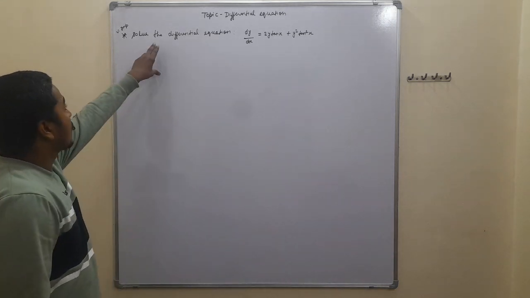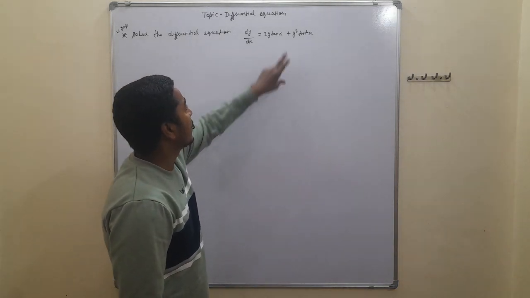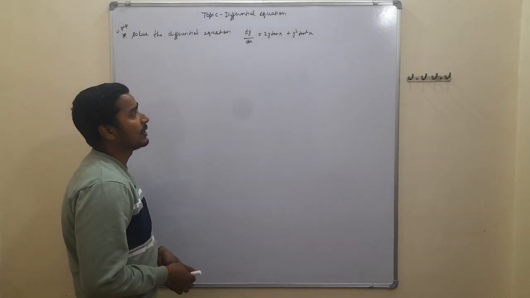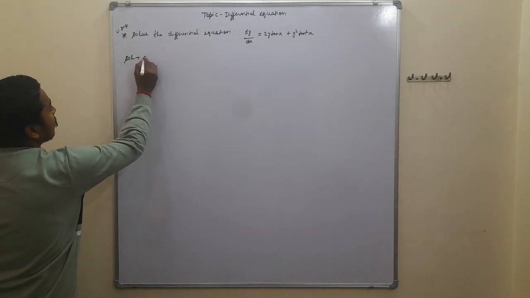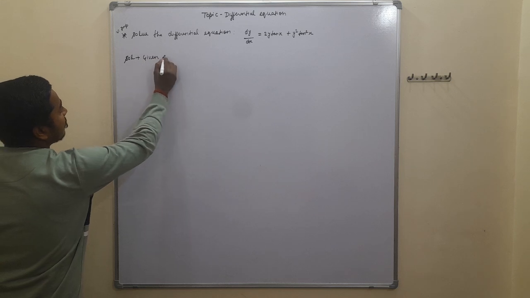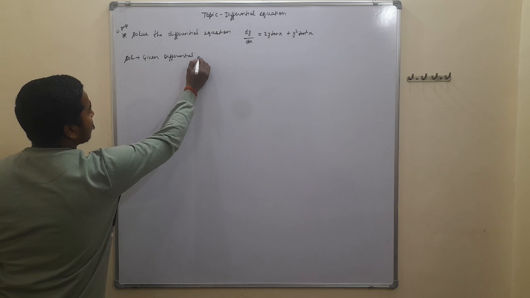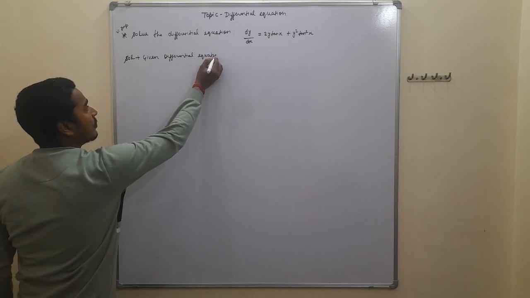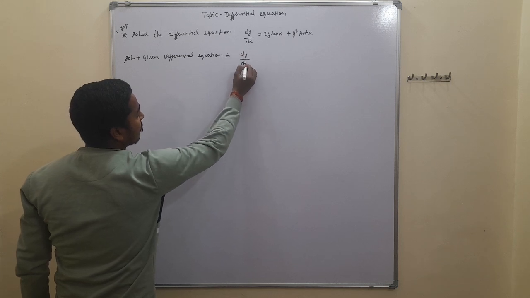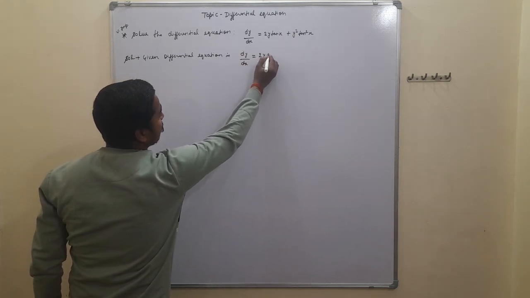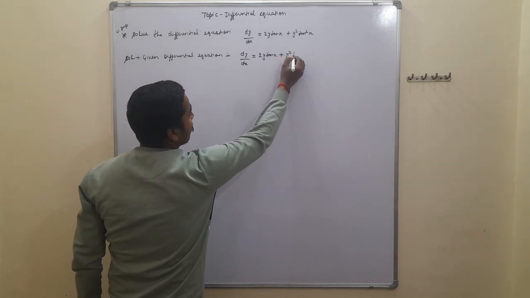The question is: solve the differential equation dy/dx = 2y tan x + y² tan² x. Let's solve the problem. The given differential equation is dy/dx = 2y tan x + y² tan² x.